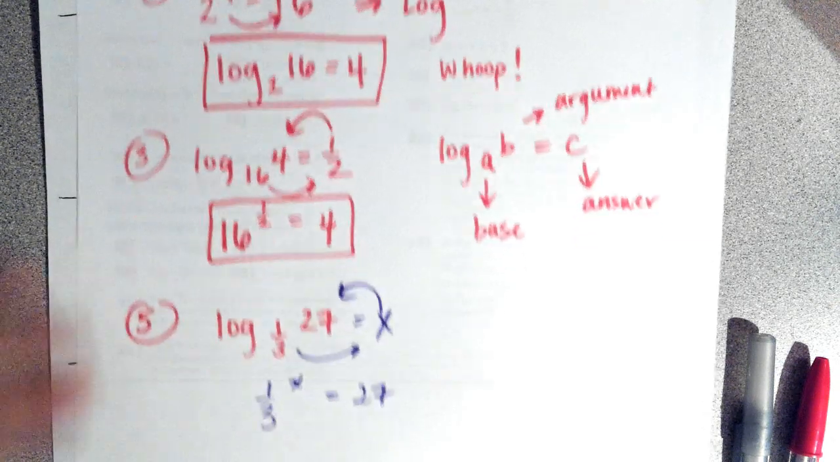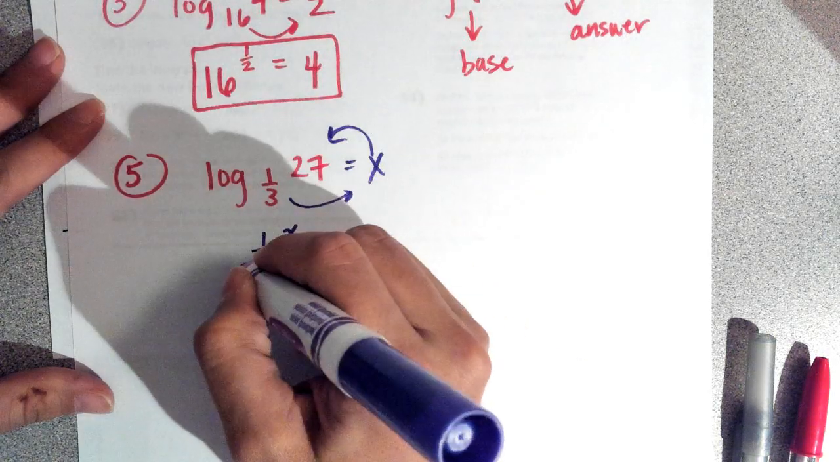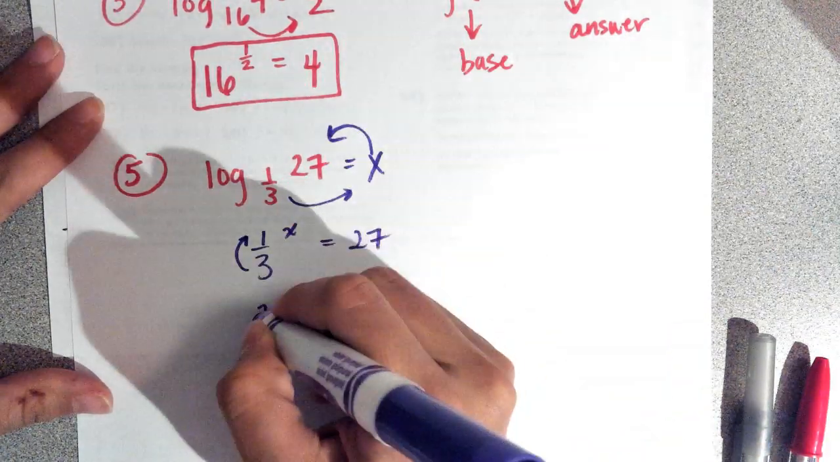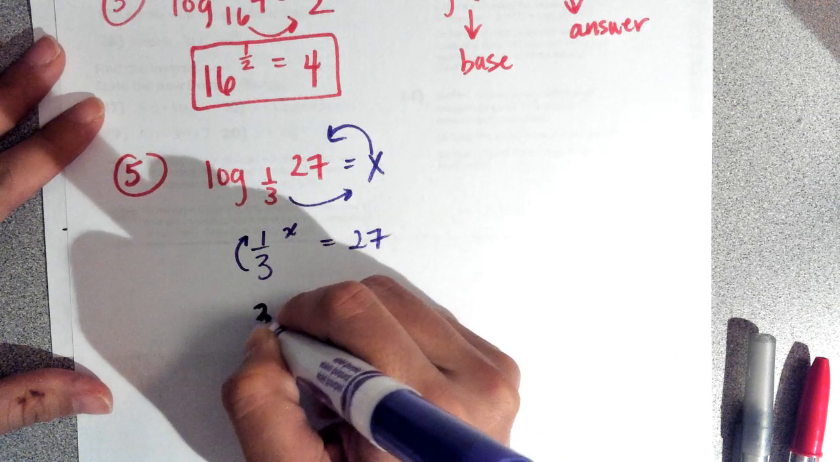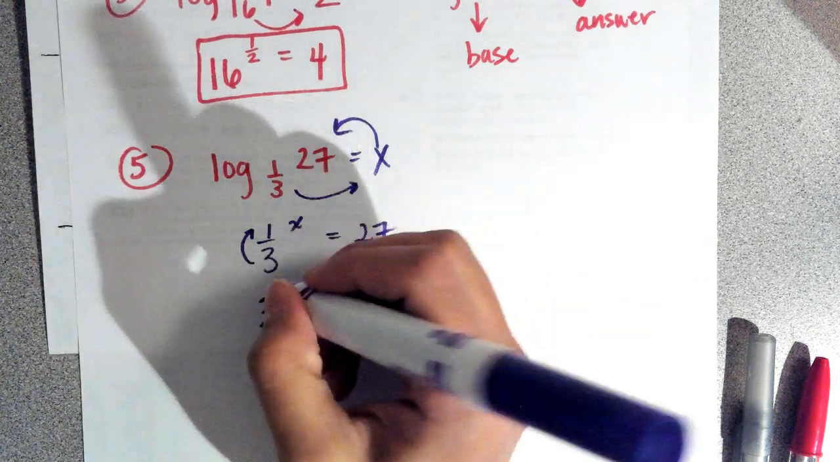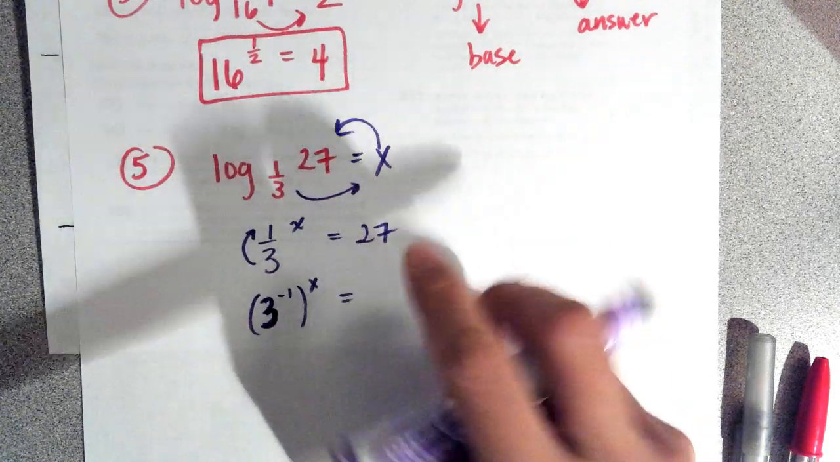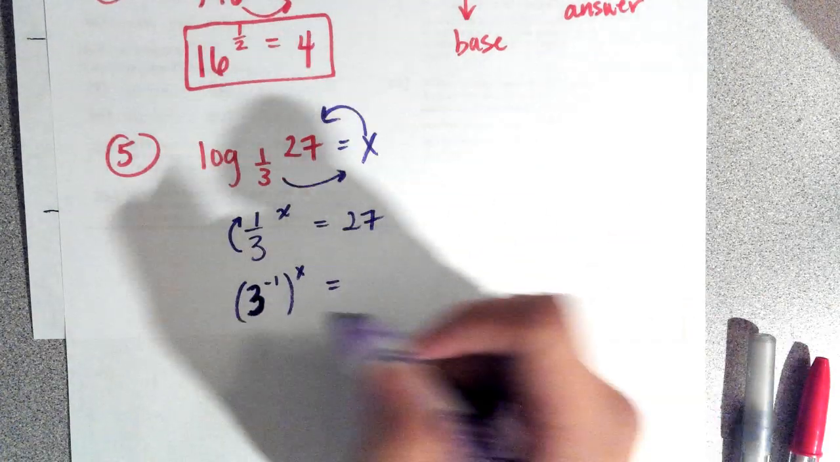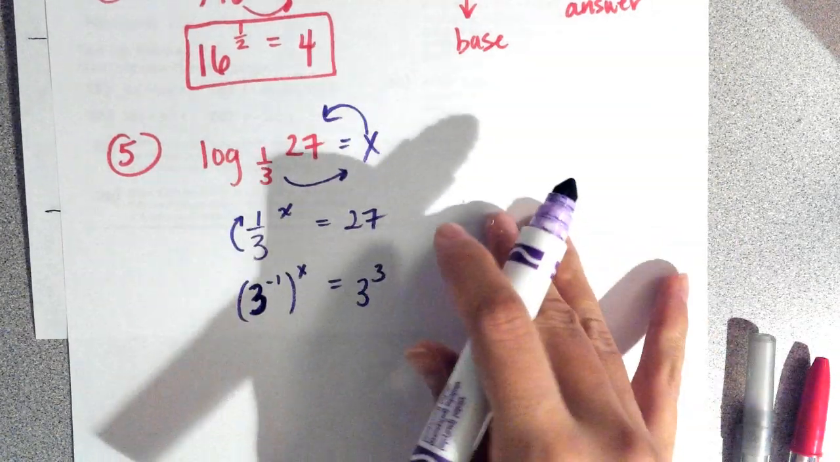So now that I'm here, I'm going to go ahead and rewrite. To get rid of the fraction, I'm going to move this guy up. Now there's different ways for y'all to do this, so just double check your answer is correct at the end. In order to move this up, this becomes 3 to the negative 1 power. And then I'm going to rewrite 27. 27 with a base of 3 is 3 cubed.